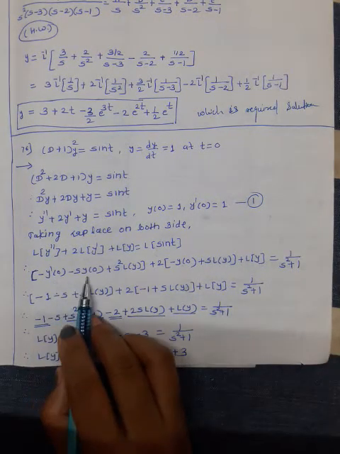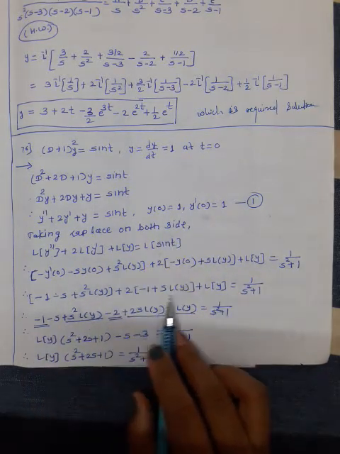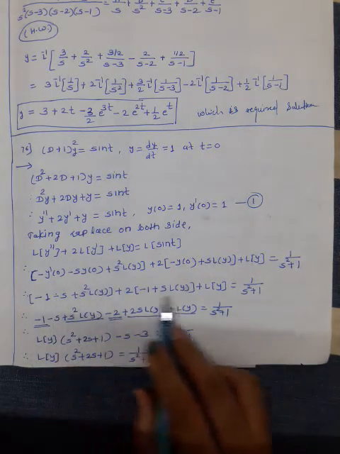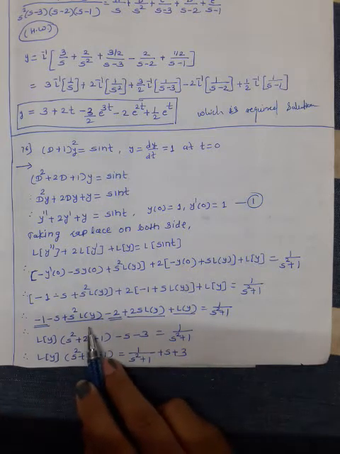Now put the values of y(0) and y'(0), 1 and 1, here in the bracket. We get this term, RHS side as it is. Now remove the brackets. We get these terms. Okay. Now underline the same terms here.